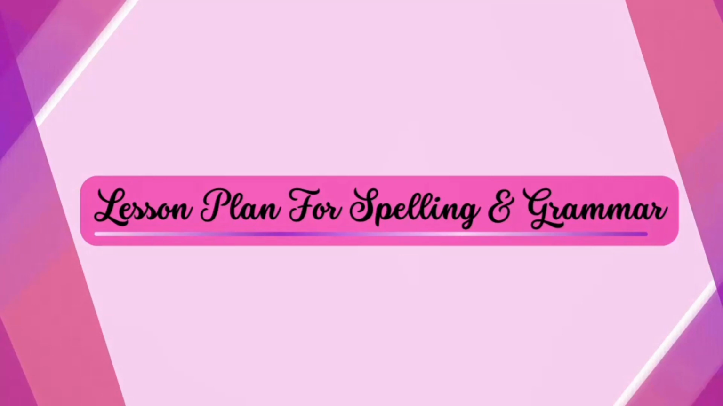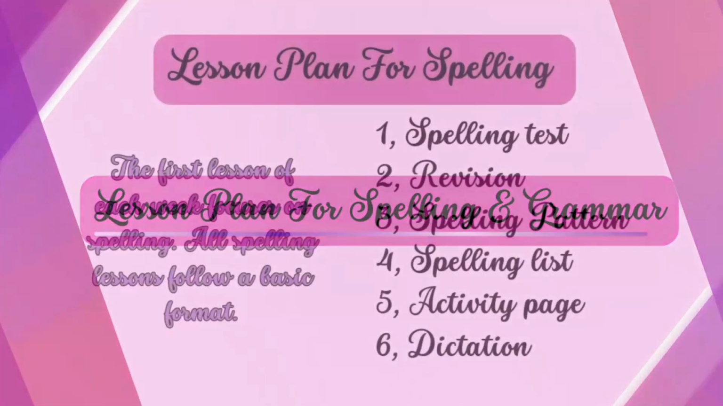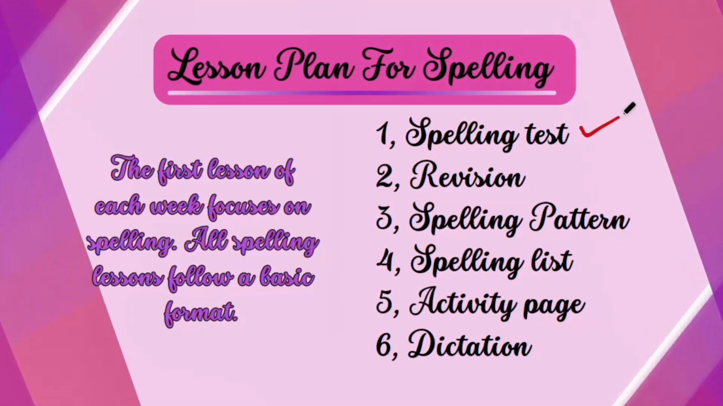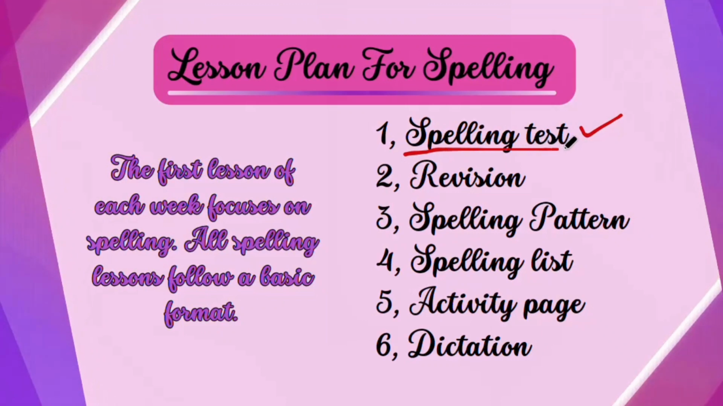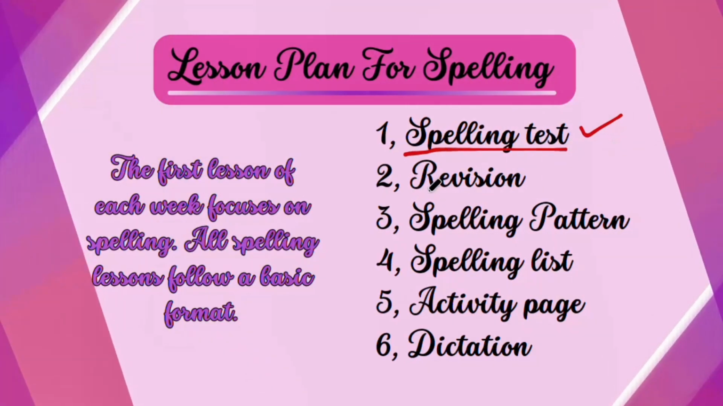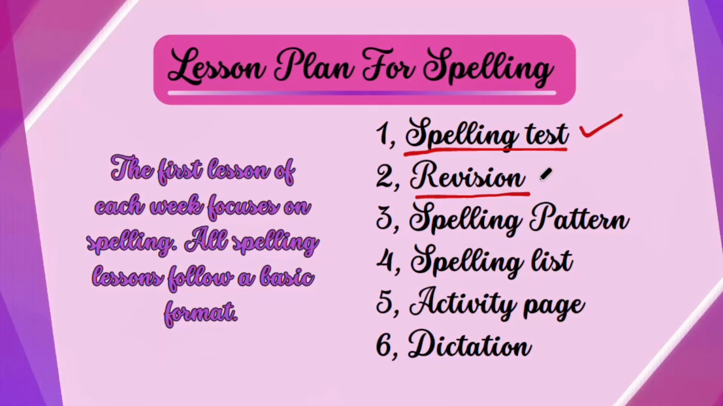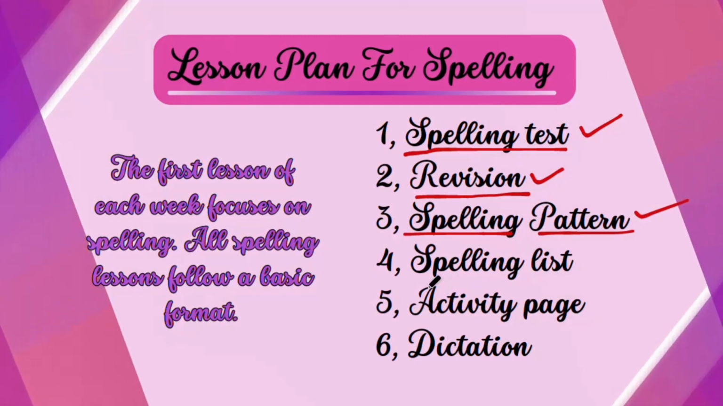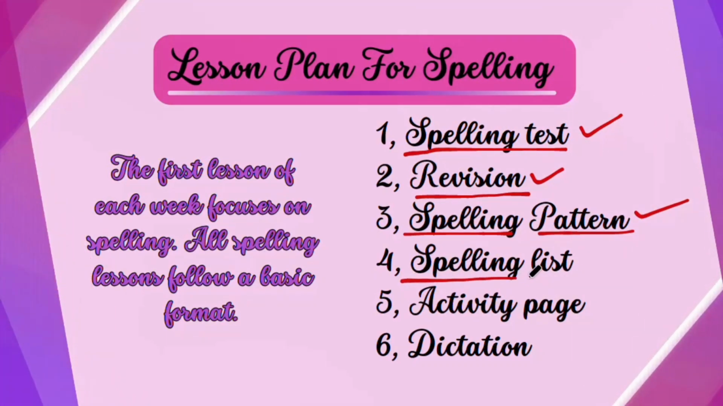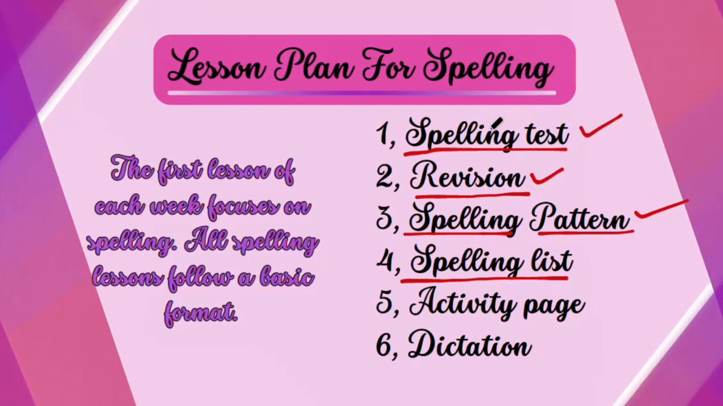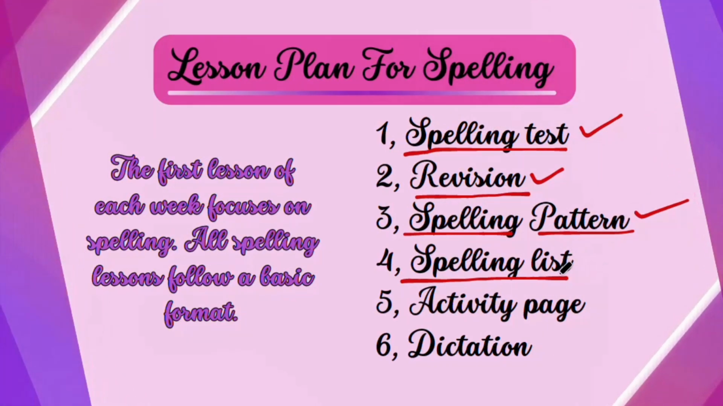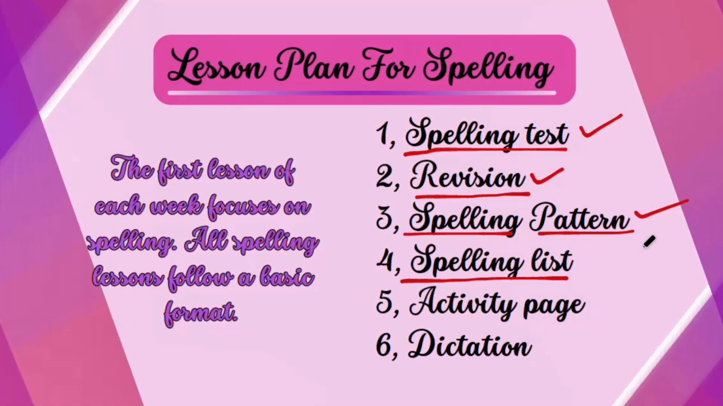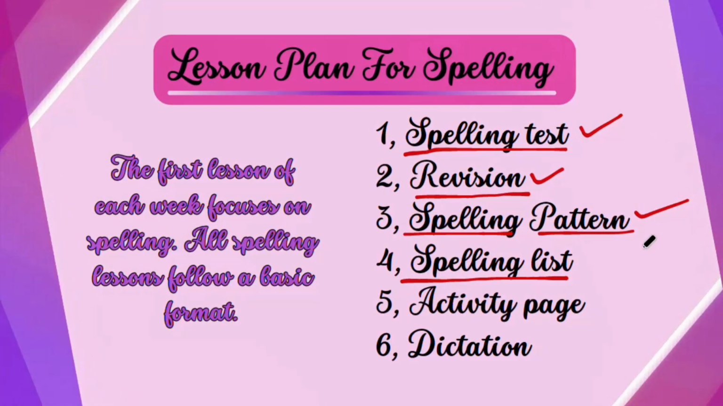So the next thing will be the lesson plan for spelling and grammar. And here you are. The lesson plan for spelling contains a spelling test. You need to prepare kids for some spellings and then you will give them a spelling test. Then revision of the sounds that you have been doing in class. The new topic or the new spelling pattern will be introduced. This is the 3rd point. Then you will share with them the new spelling list. You have taken the test of the previous spelling list at the beginning of the class. Now you will give them a new spelling list and practice those spellings with them. So the next week you will take the test of this spelling list, right?